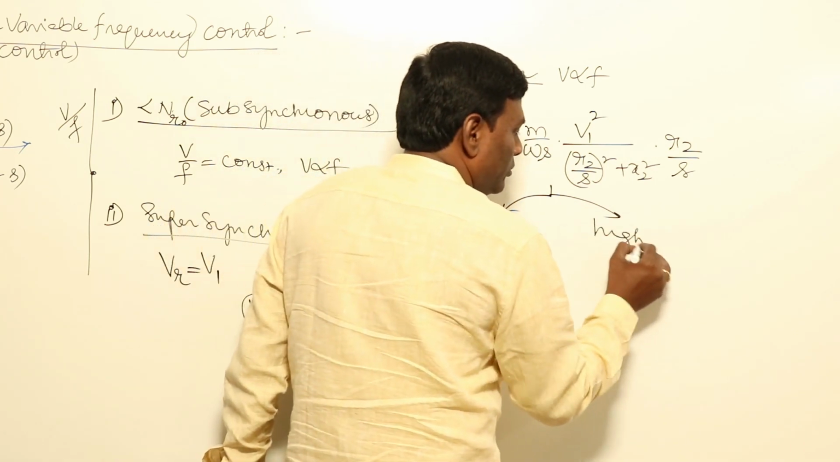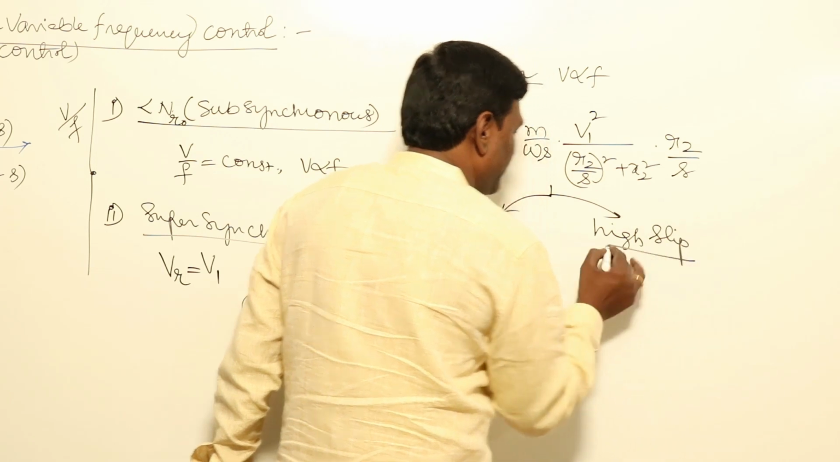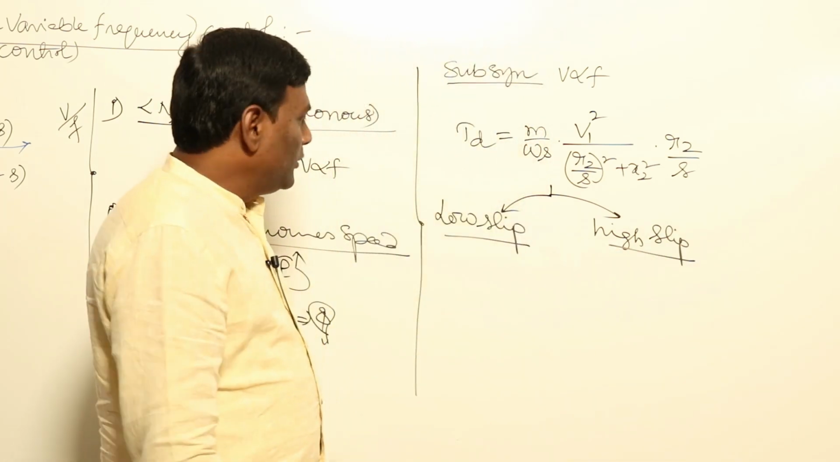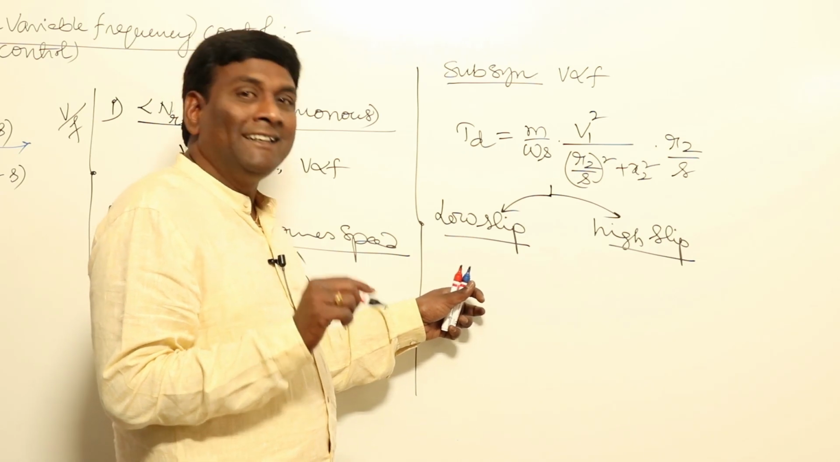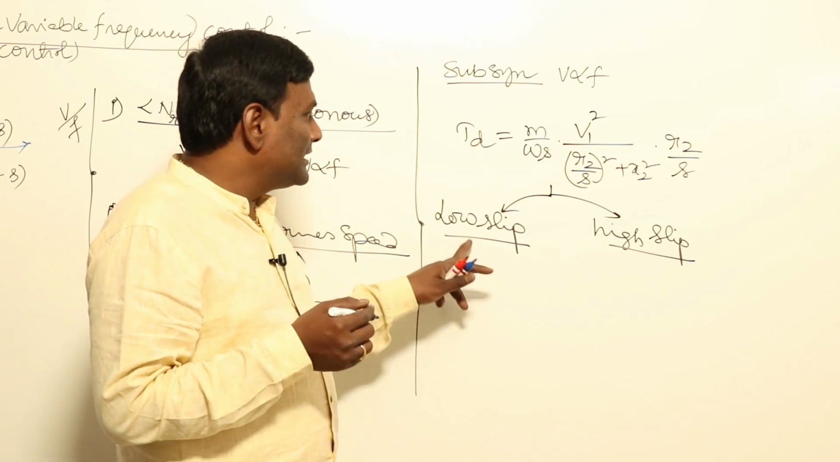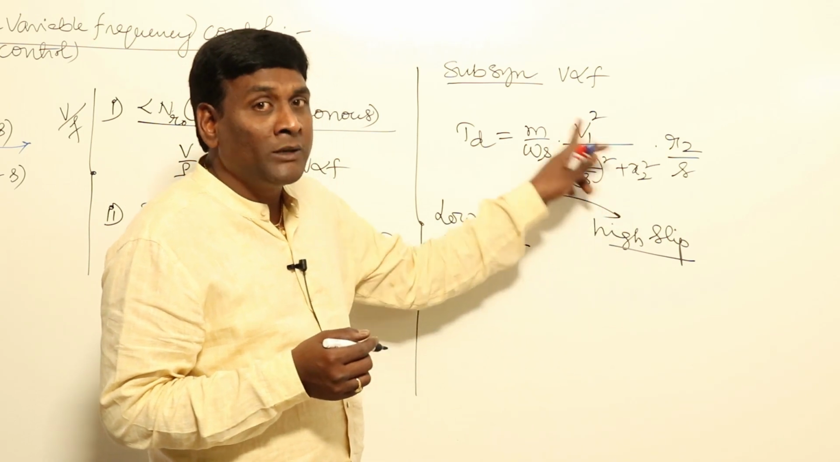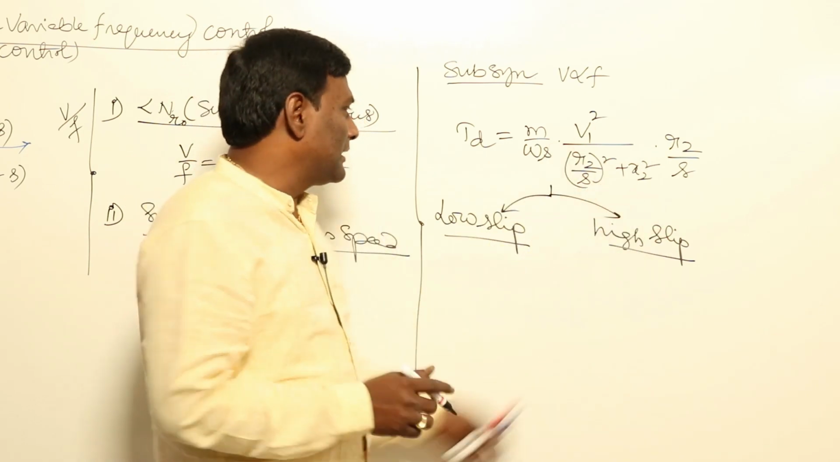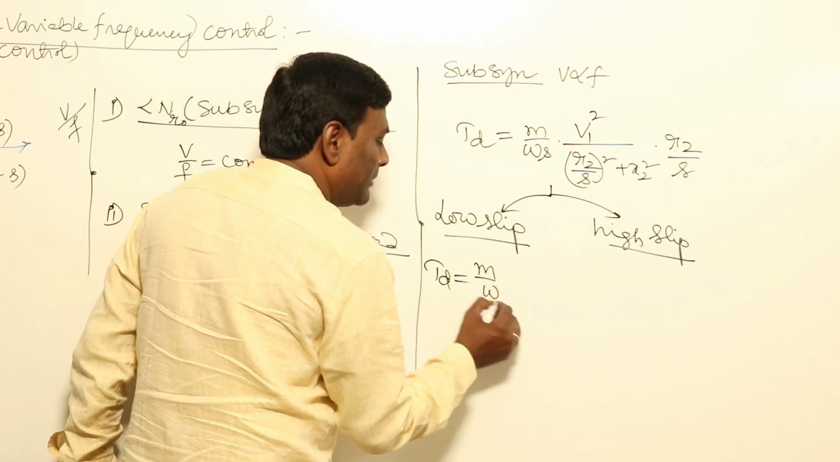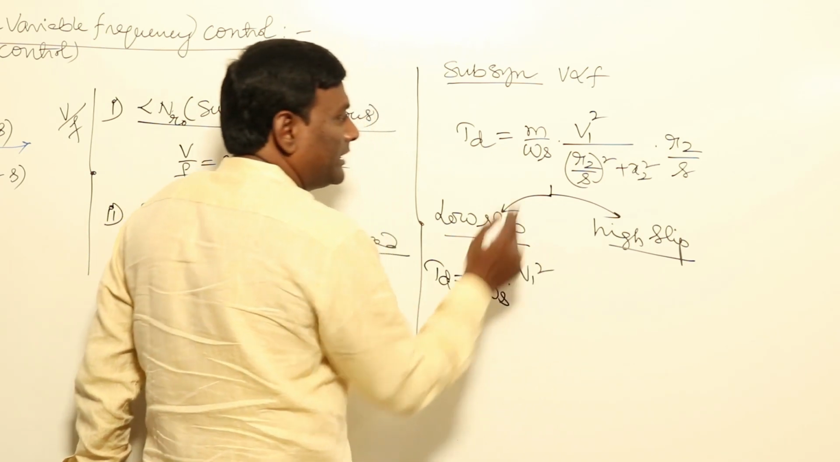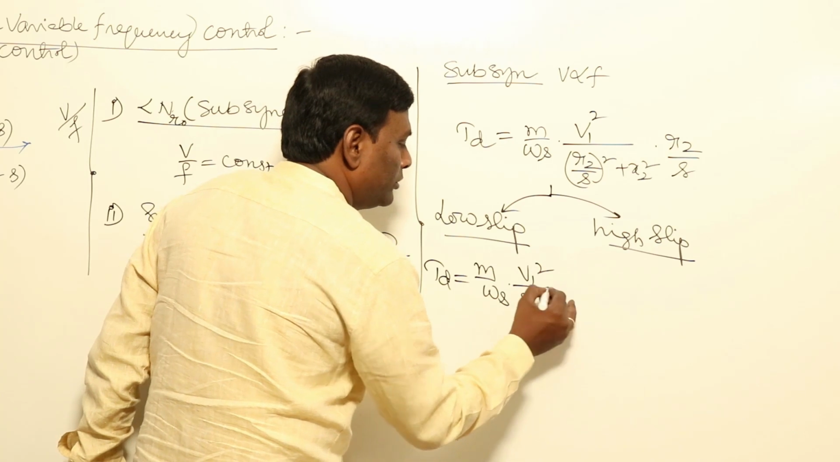Okay, so in the low slip region and the high slip region, if you divide, the low slip region means that slip is going to be low, which is the running condition. When slip is less, R2 by S is going to be more, so X2 can be neglected. So TD can be approximated to m by omega s into V1 square by R2 into S.